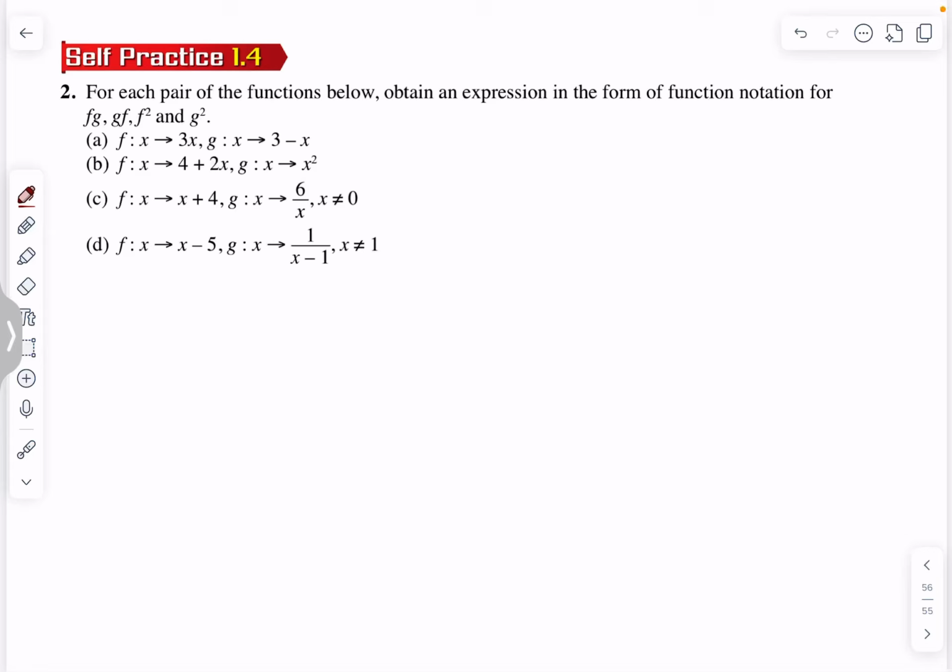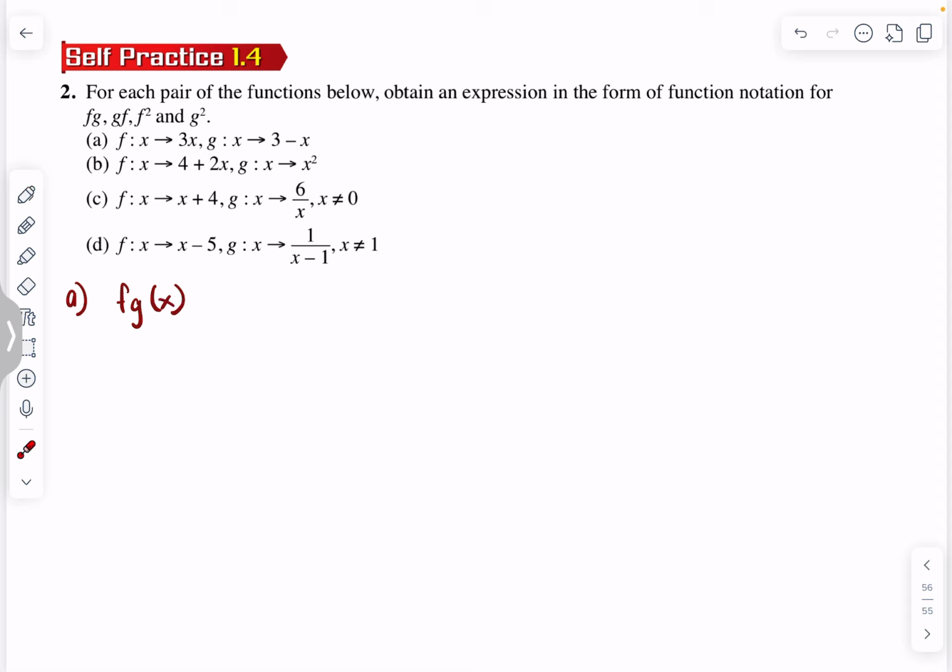Question 2. For each pair of the functions below, obtain an expression in the form of function notation for fg, gf, f squared, g squared. Right, let's do A first. So let's find what is fg(x).